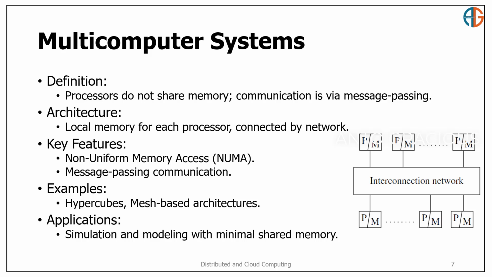A perfect example here would be the Google Cloud infrastructure, where individual computers or servers work together in a coordinated fashion, but each has its own memory. These systems are great for large-scale web applications and services.